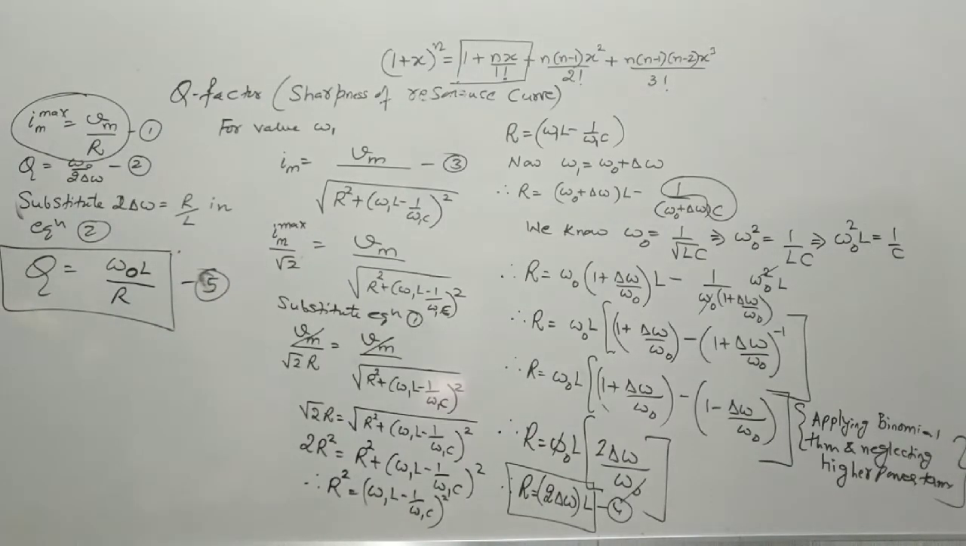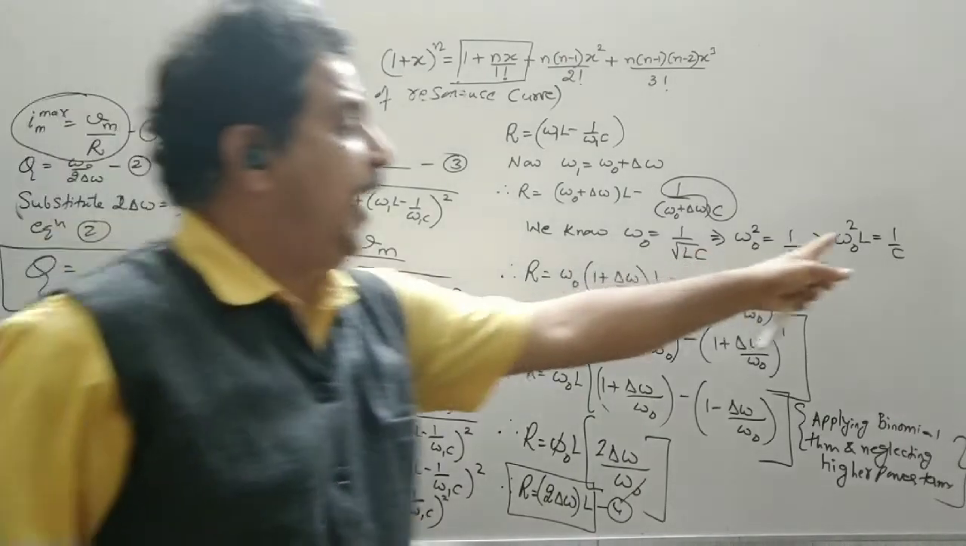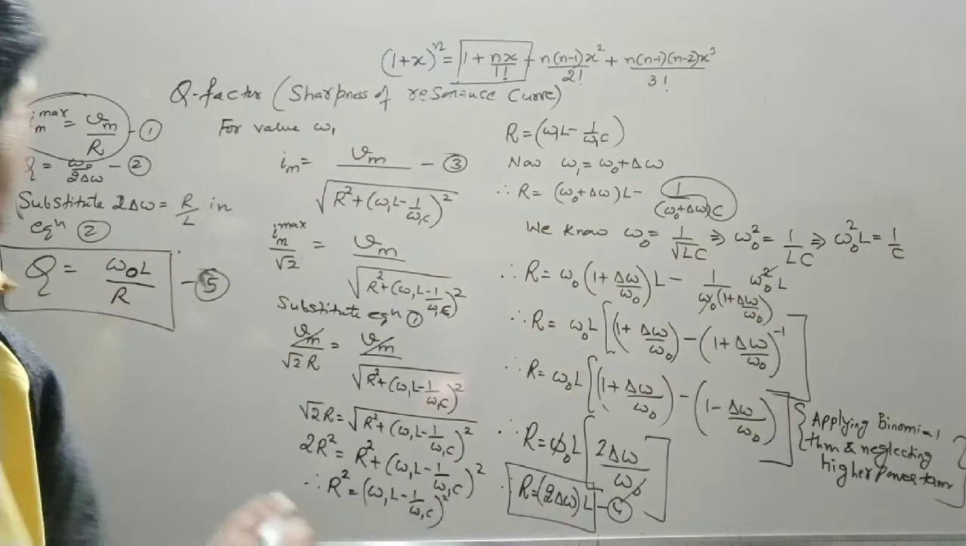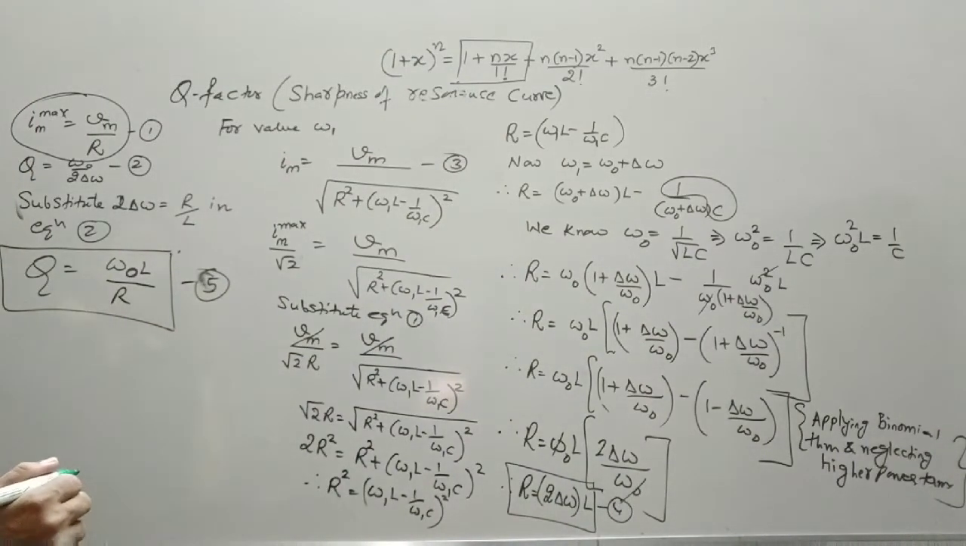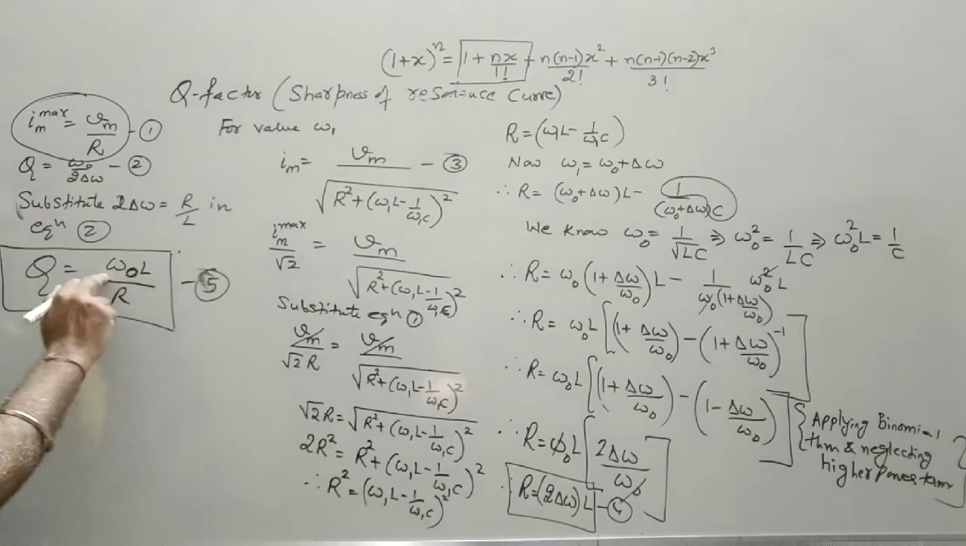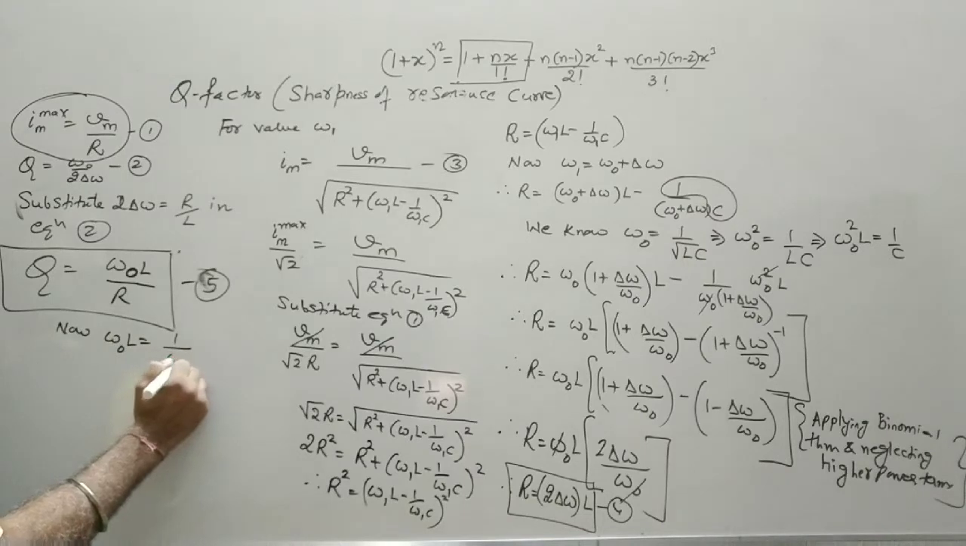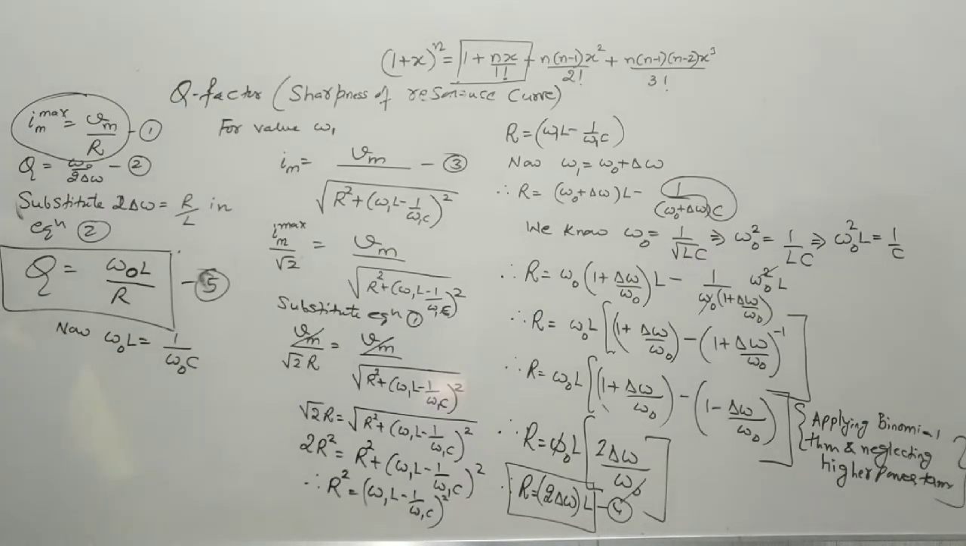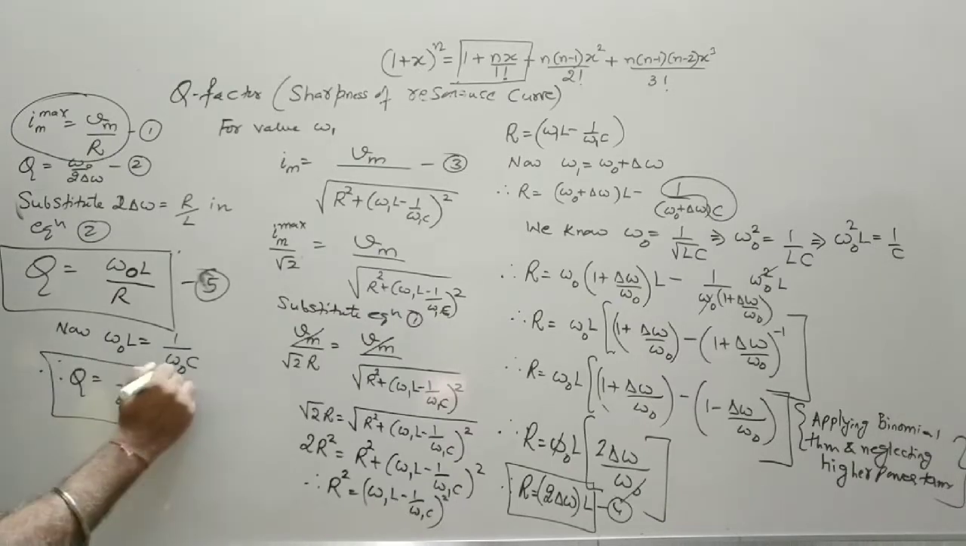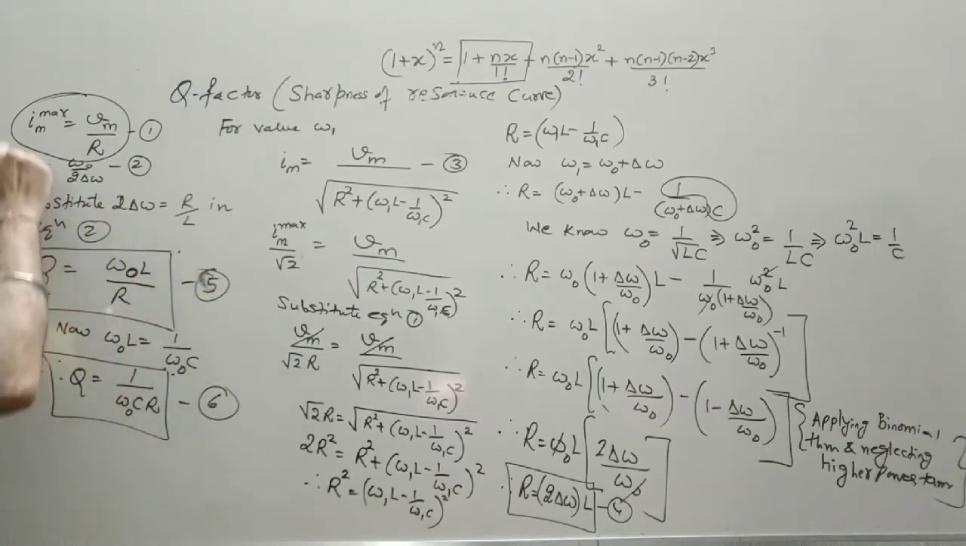Now suppose I want this equation in terms of C. So clearly L can be written as 1 upon omega naught squared C, or you can say omega naught L can be written as 1 upon omega naught C, and therefore Q can also be written as 1 upon omega naught CR. So depending upon the situation, we can use the formula for Q factor. So we have 3 formulas for a Q factor.